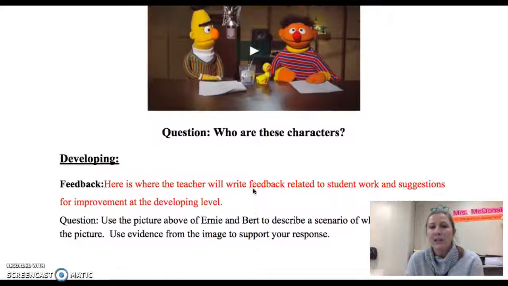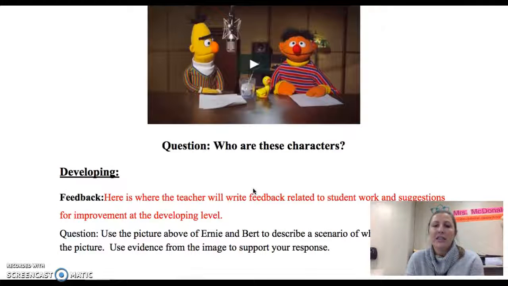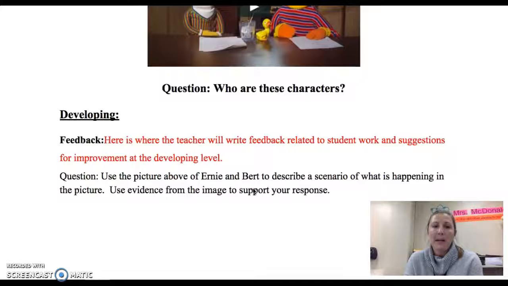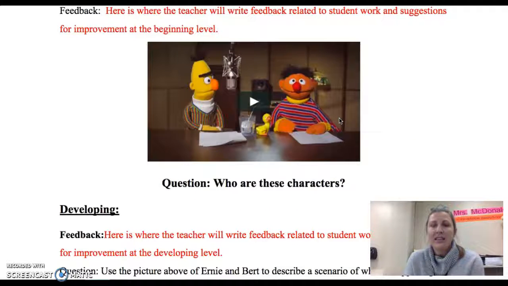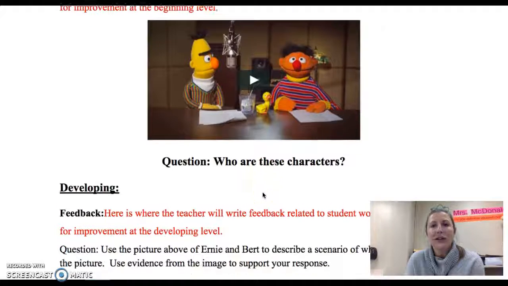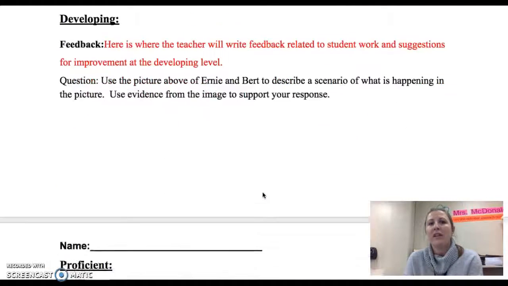So here I ask them to use the picture of Bert and Ernie to describe a scenario of what is happening in the picture using evidence from the image to support your response. The answer I got most commonly from students about this picture this year is that they were creating a science podcast, and that's why they have notes in front of them and a microphone, which is a fantastic answer, including evidence from the picture that would definitely get them a score of developing.